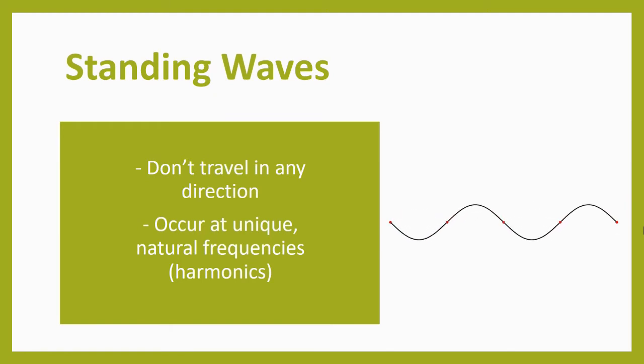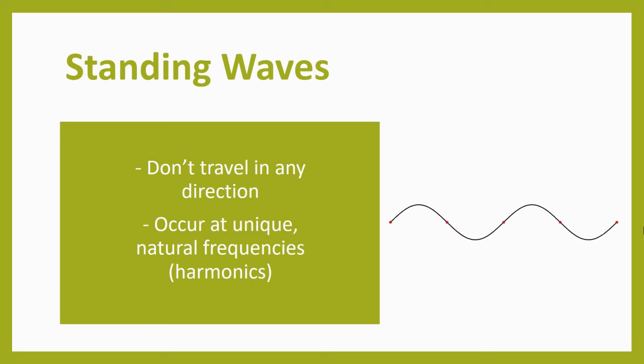So maybe this is just a string that's attached to a pole and someone is waving one end of the string. So standing waves, as you can see, it doesn't really look like there are waves traveling in any direction. Nothing looks like it's moving left or right. And standing waves actually don't travel in any direction. I think of them as kind of just flipping. Crests and troughs are flipping.